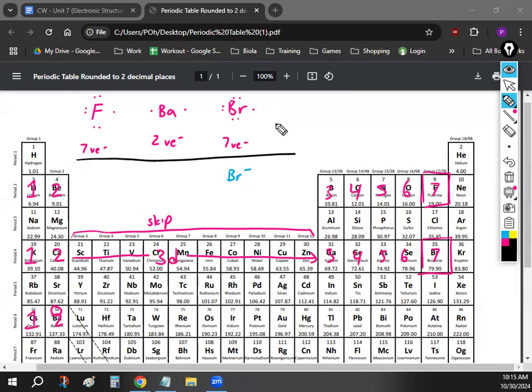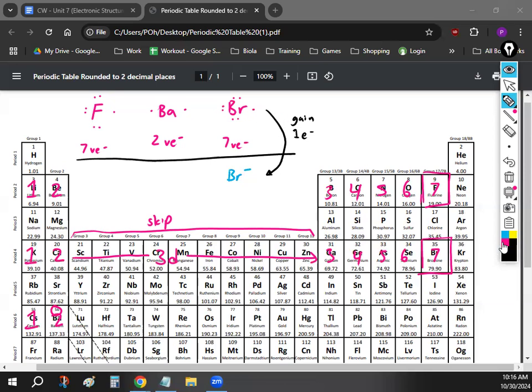All right, now if we take a look at the difference between Br and Br minus, the only difference is 1 electron. Did Br minus gain an electron or lose an electron? It gained an electron, and that's why it became -1. Just like how if you add a negative person in your life, you become more negative. Same thing here. You gain an electron, which is negative, so it becomes more negative.